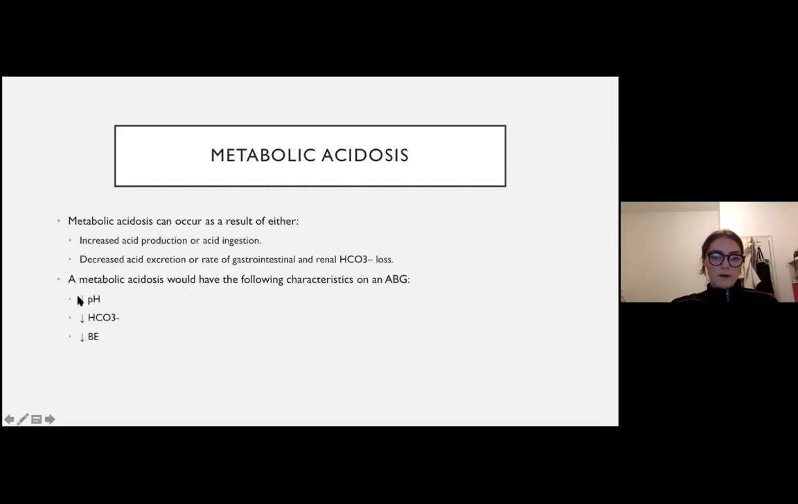Metabolic acidosis can occur as a result of increased acid production or ingestion, or decreased acid excretion, or GI or renal HCO3 loss. So you've got a decreased pH, a decreased bicarb, and a decreased base excess. Does that all make sense?